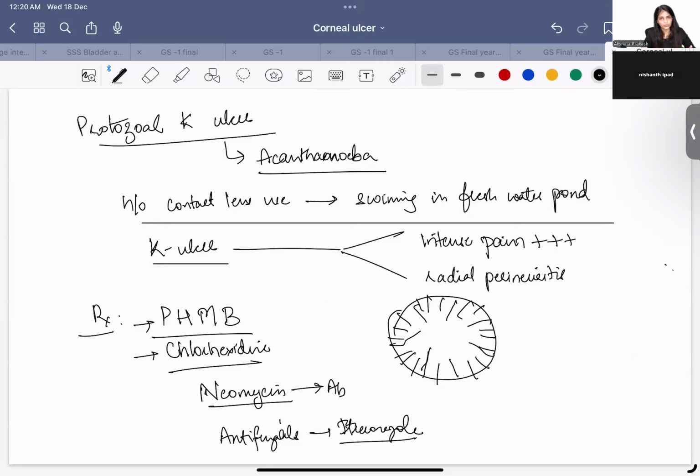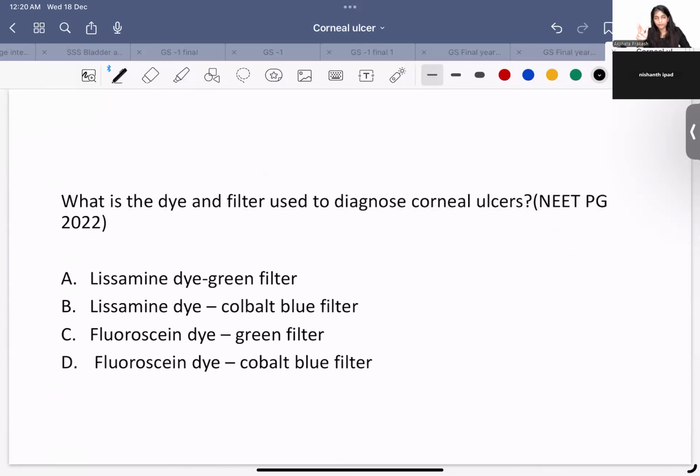We've learned what the most common are, where they can ask, what the presentation is and how different it is, and which can mimic what corneal ulcer. Also the treatment options available. So let's see the MCQs. Here it's the NEET PG 2022 question. They have asked, what is the dye and filter used to diagnose corneal ulcer?